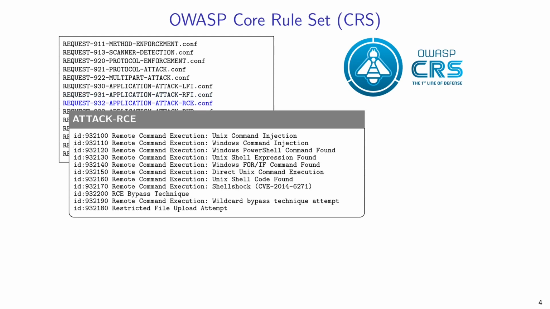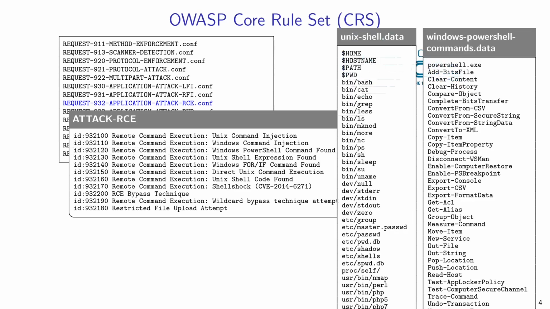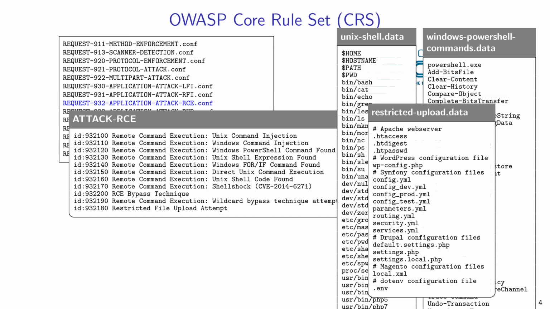Remote code execution attack rules attempt to detect shell and command injection by looking for shell-specific character sequences, as well as checking against the database of common commands used in Linux shells and Windows PowerShell. These rules can also detect attempts to upload files with forbidden file names, these file names being in the blacklist.